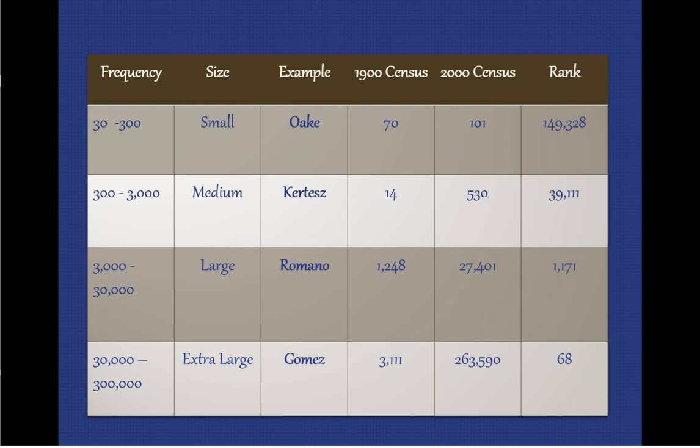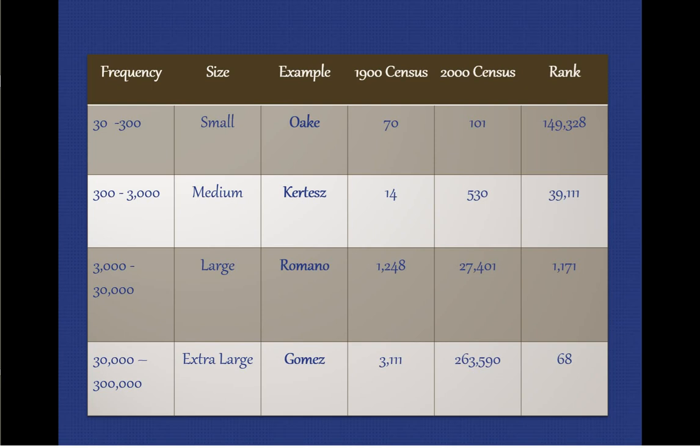Now, I put together this chart simply to give you an example of the 4 sizes of one-name studies, what each size is considered, and basically that's the frequency or how many occurrences there are. For instance, a small surname study would have numbers between 30 and 300 occurrences.